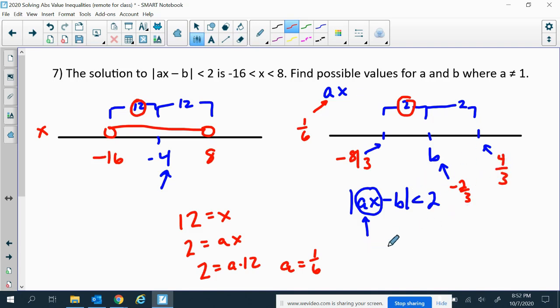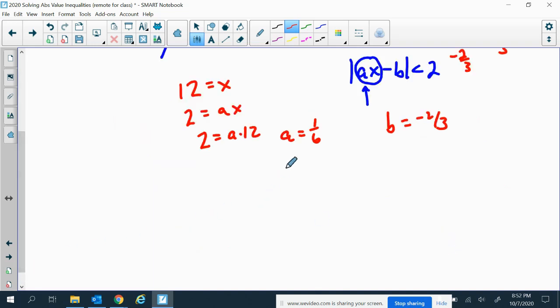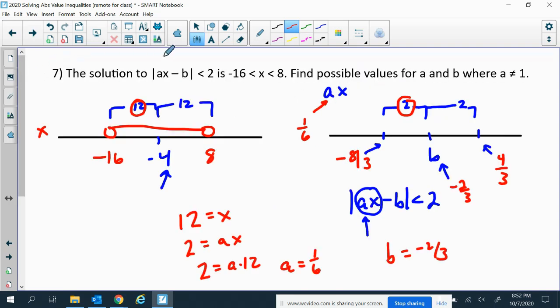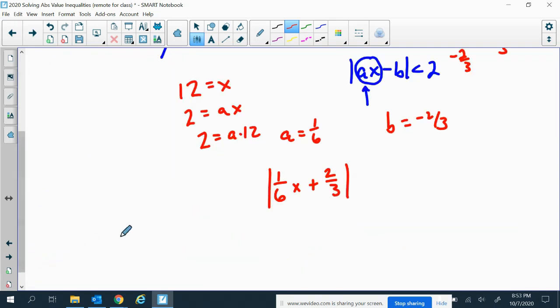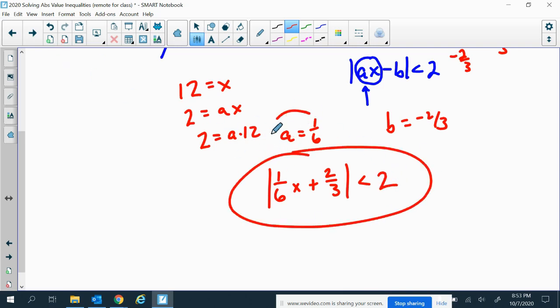So that means b is negative 2/3. And if I wanted to write this equation, I'd have the absolute value of 1/6 x plus 2/3. Notice that if b was negative, this sign was negative, it's going to turn into a positive 2/3, and that makes sense from all the other things that we've done and what we know about horizontal transformations. That has to be less than 2. So that was A, and that's B.